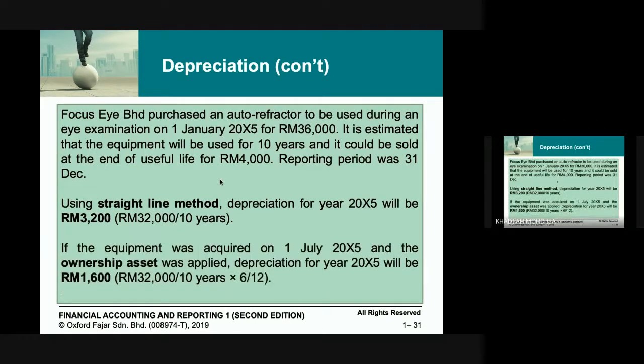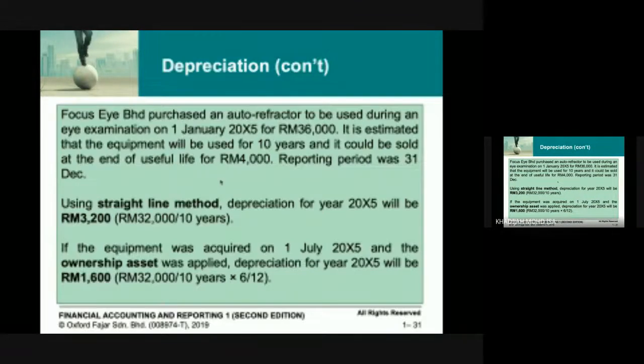If the equipment was acquired on 1st July, remember that your year end is 31st December, and you are using ownership of the asset. It means that you are going to compute the depreciation based on how long your ownership period is. So if you purchase on 1st of July and your year end is 31st of December, how many months is that? It's 6 months only.